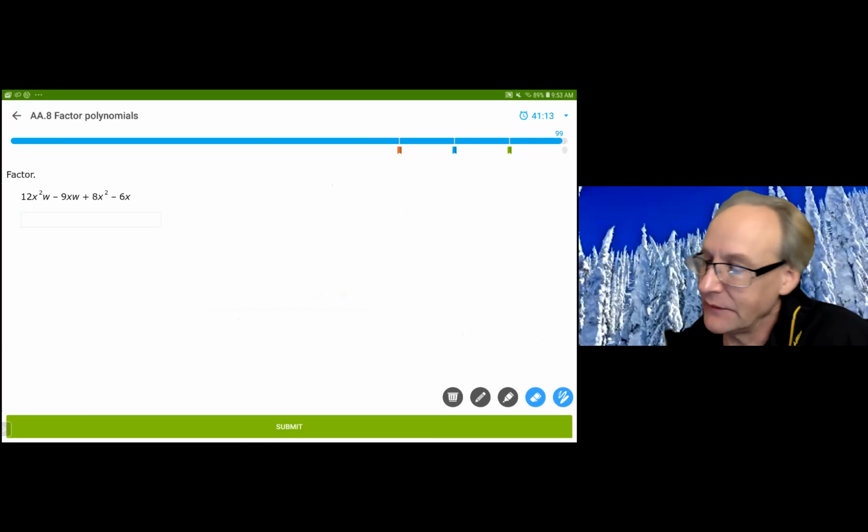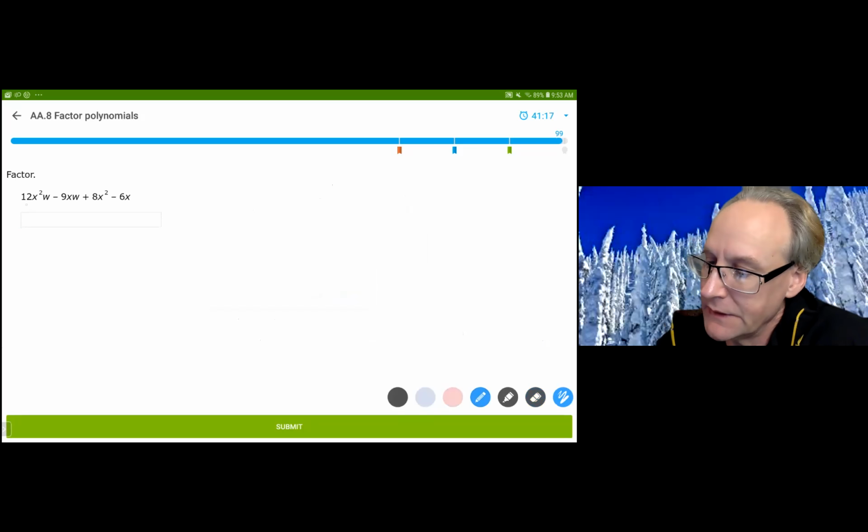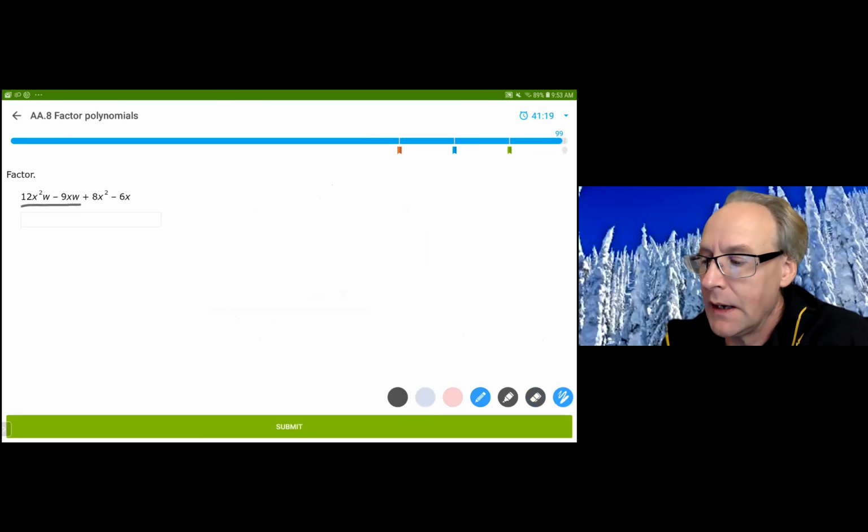Okay, guys, looks like we have a factoring by grouping. Got to be careful and not submit yet. Looks like we've got a 3xw we can take out. 3xw out of the first pair. That's going to leave me with 4x minus 3. And I want to get a 4x minus 3 over here. And the way to get that is by taking out a positive 2x.